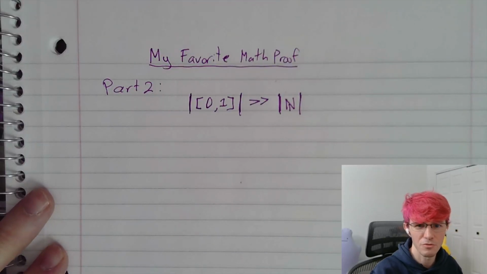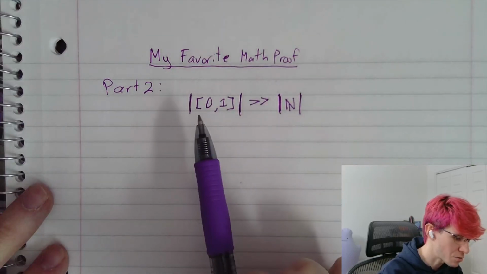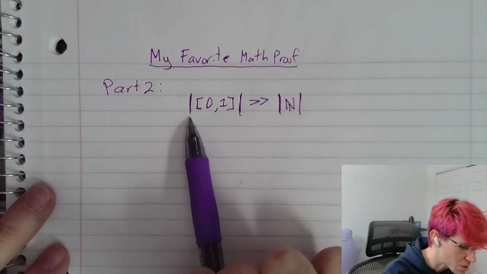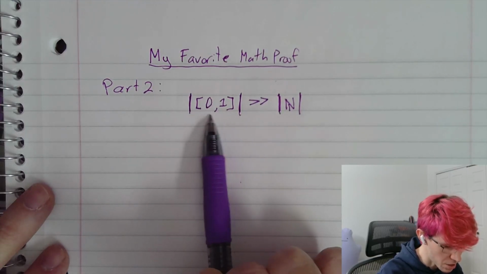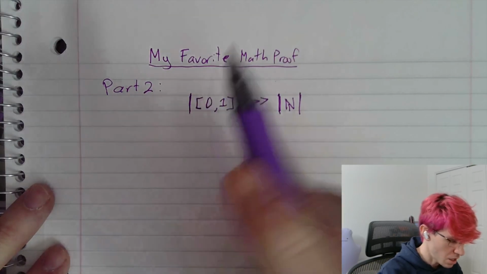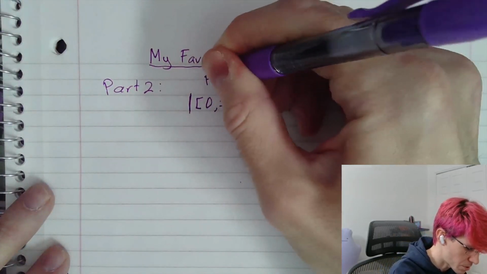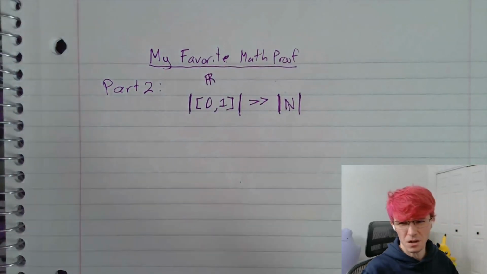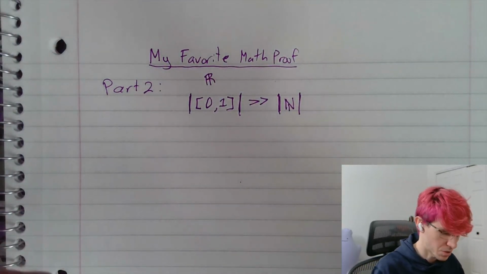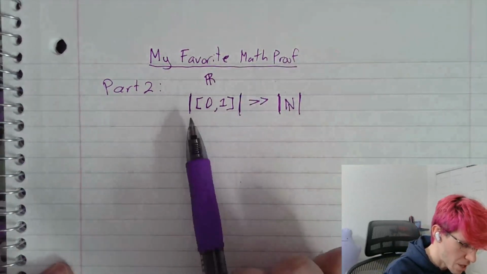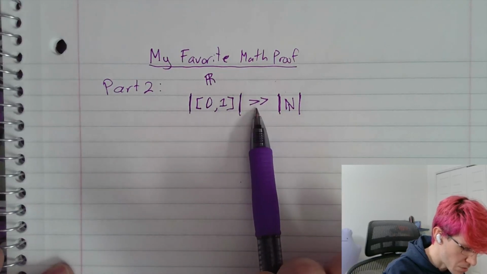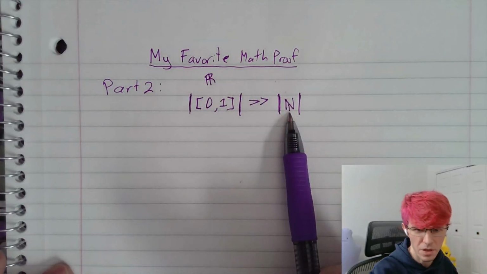My favorite math proof, part number 2. We're going to show that the size (remember, that's what these bars mean when you're talking about a set) of the numbers that are in between 0 and 1, and I'm really talking about the real numbers here, by the way, is much, much bigger than the size of the naturals. There's actually a harder proof that shows that the real numbers are 1-to-1 with 0 to 1, but that's a whole other thing.